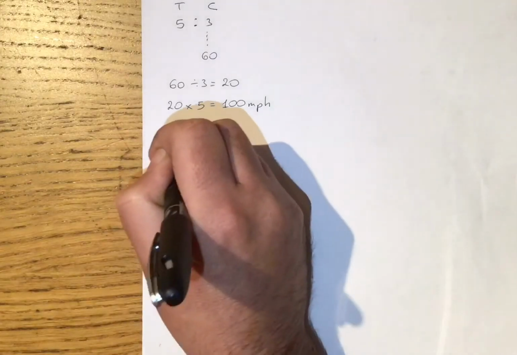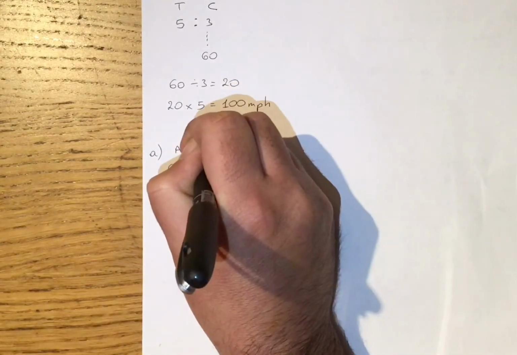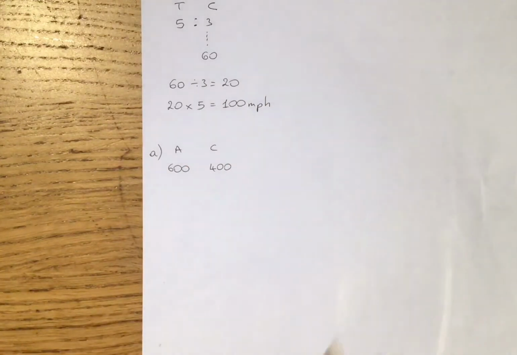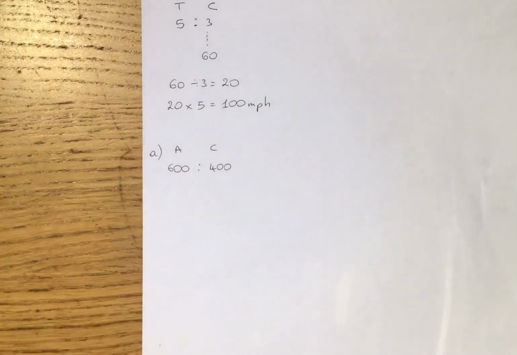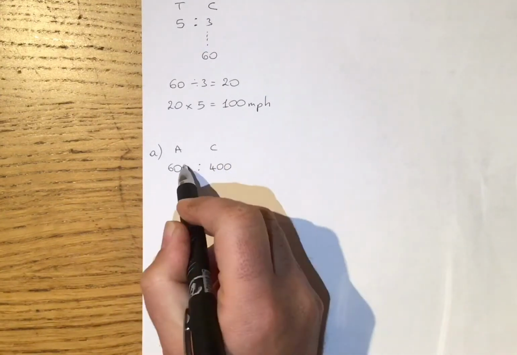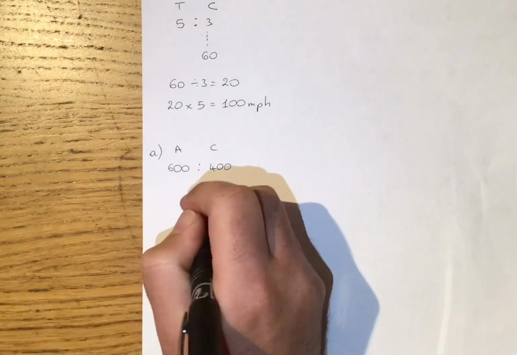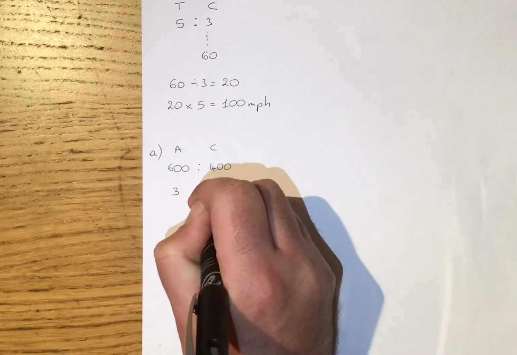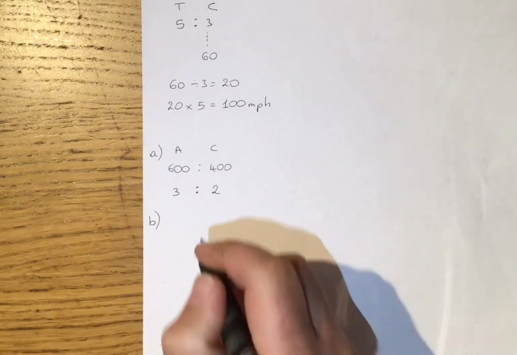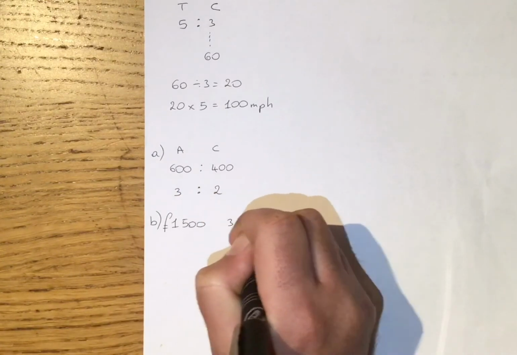How much should each of them receive? We have Angela put 600 into the business and Carol put 400 into the business. So the ratio Angela to Carol is 600 to 400. The question asks to write down the ratio in its simplest form, so we need to simplify this. Both of those numbers are in the 200 timetable. So how many 200s go in 600? 3. How many 200s go in 400? 2.